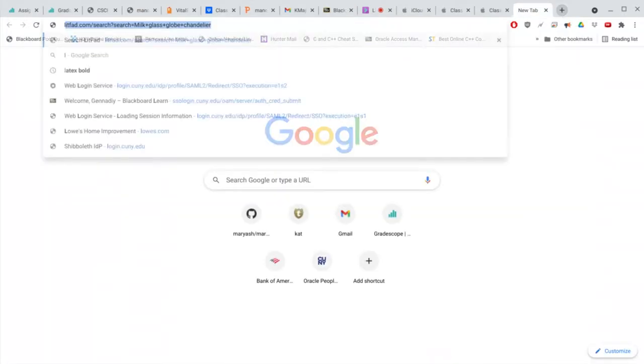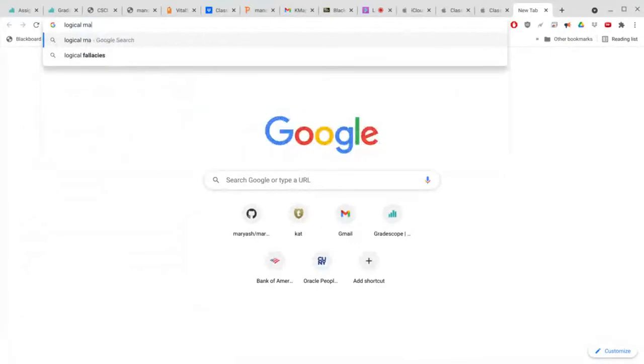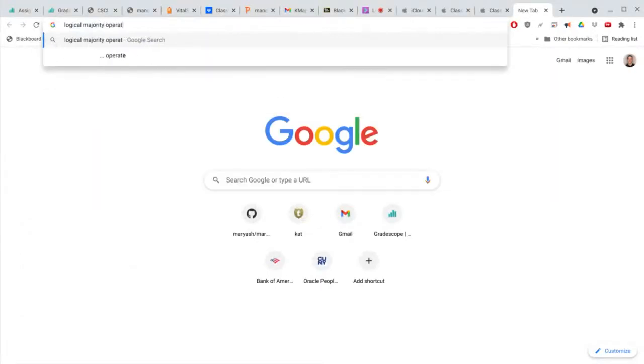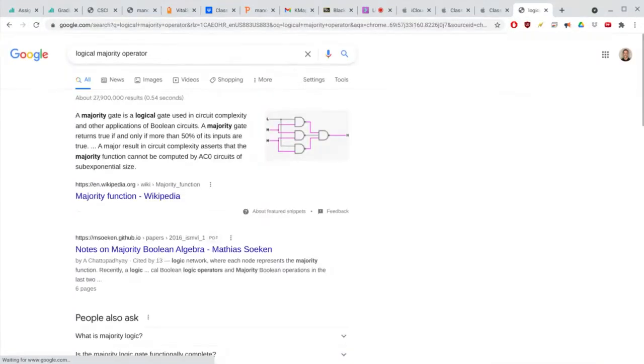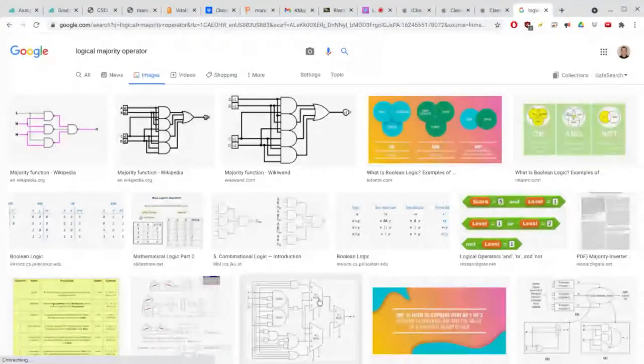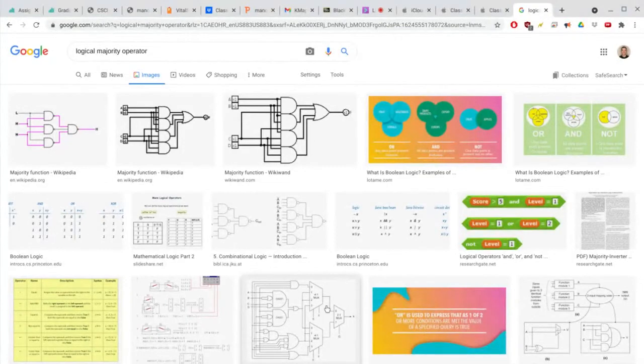Let's try to Google it. Logical majority operator. I don't know if there is an operator. Yeah, there is really no visual. Yeah, the whole point is that you have to make it, right? There is no such thing, and it's going to be different for any number of inputs.